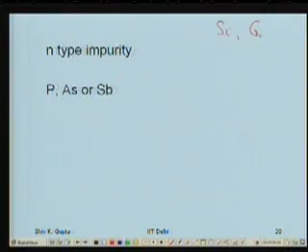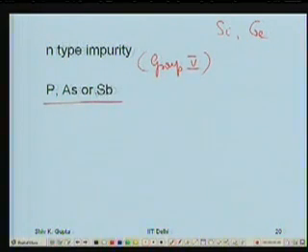Anyway, the elemental semiconductors we have are silicon and germanium. To make them extrinsic, we add impurities, and generally either from the left of group 4 or from the right of group 4. When I take from the right of group 4, as group 5, impurities like phosphorus, arsenic or antimony, these are added.